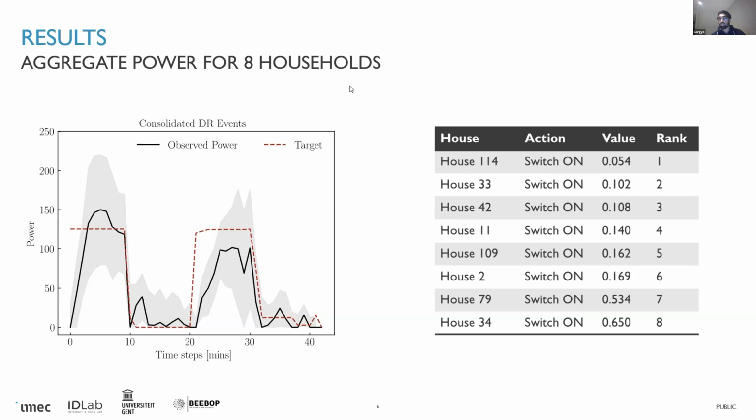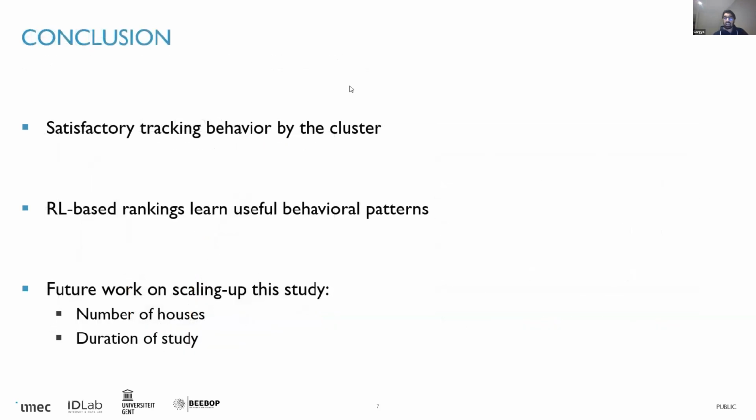We also performed some analysis on the Q values that we were learning, or the outcomes of the Q network that were trained, which are in the paper. But in all, the conclusions of this work were basically two main results. One was that we could see the tracking behavior was okay as compared to the number of houses that we had. Since we just had 8 houses, it wasn't an exact tracking performance, but it was still satisfactory in nature.